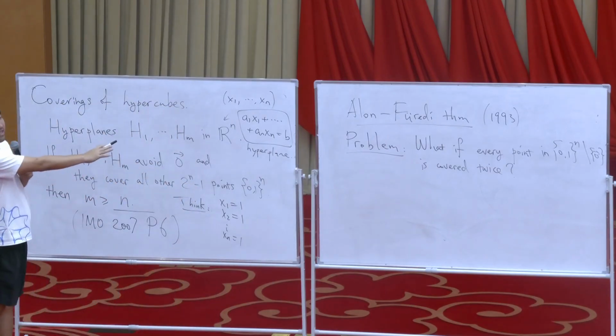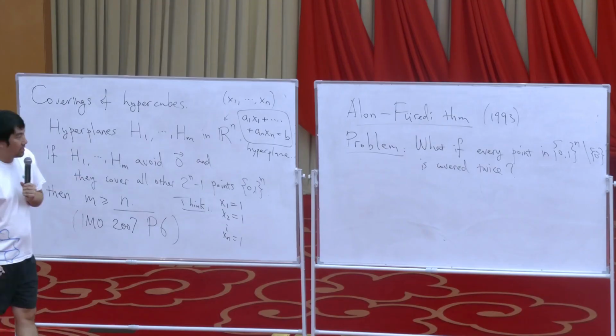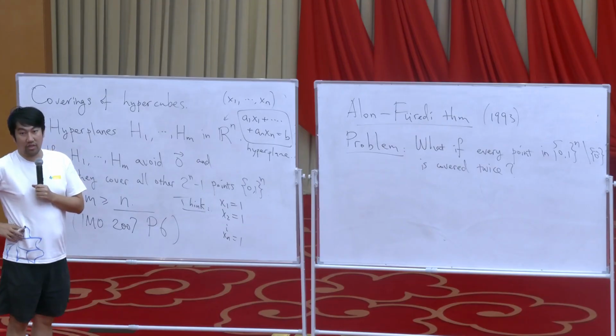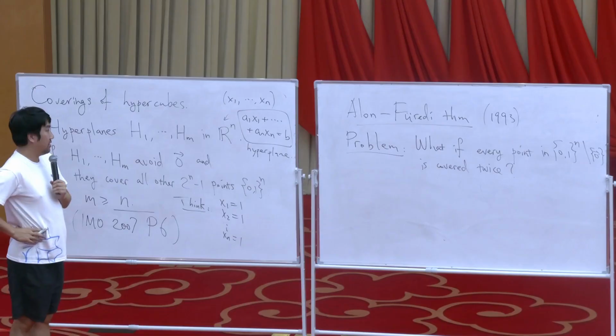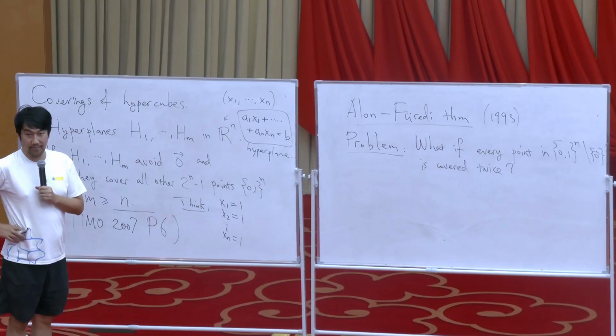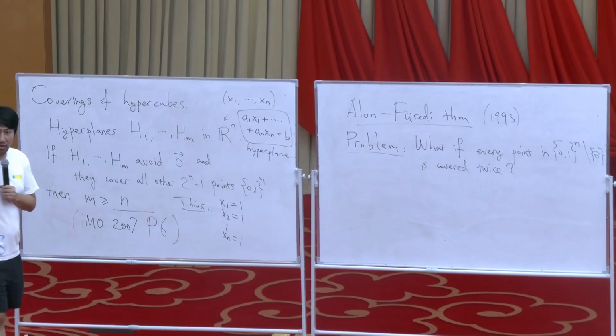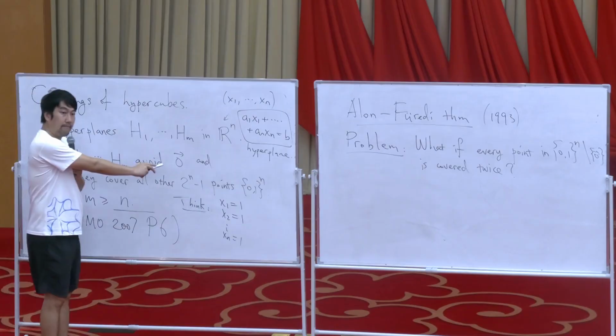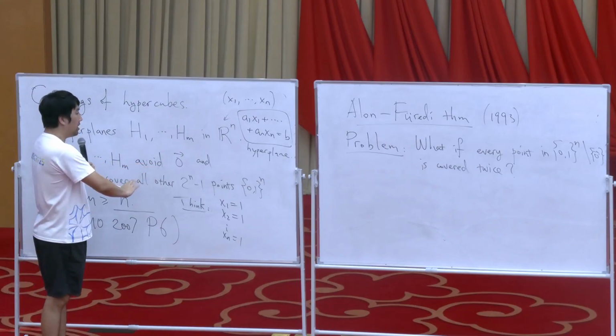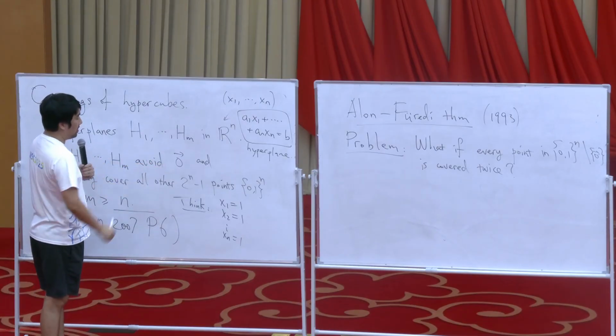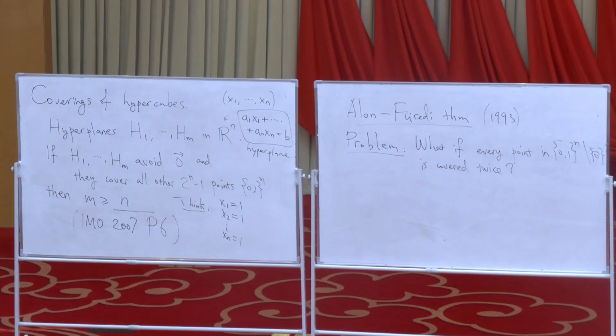Okay. Sorry, I'm not saying that this is a research problem, but later I will further generalize it. So what do you think? If I want to cover every point twice, what do you think is the minimal number of hyperplanes needed to do that? I still want to avoid the origin. I want to completely avoid the origin. However, I want to cover each of the other 2 to the n minus 1 points at least twice.